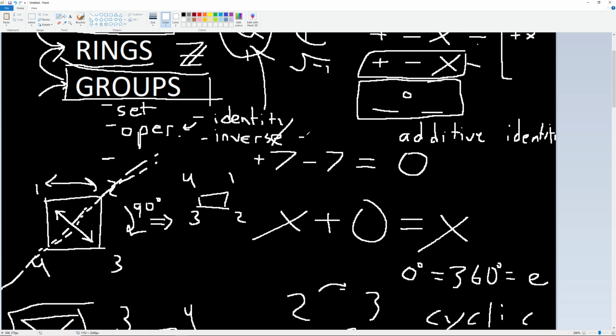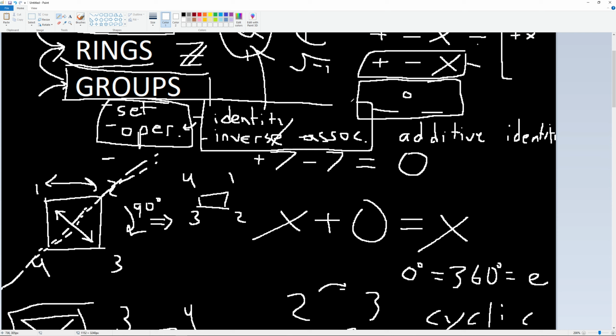Also, what's required is associativity. And hopefully you understand that. If not, look it up. They're all associative. So we define the group with two things, the set and an operation. That defines our group. But we need to check that it has three properties: identity, inverse, and associativity, and also closure. Closure is the fourth one. These four properties.